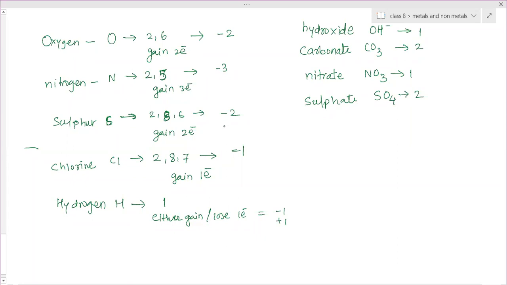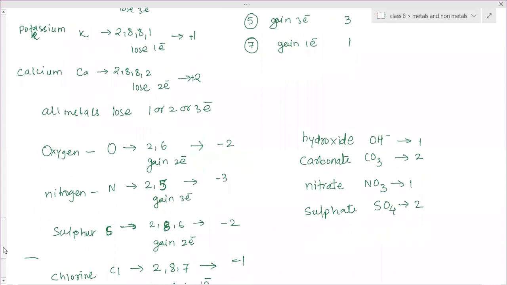Another thing you need to know is iron. Iron shows 2 valencies. It's a metal, but it will show 2 valencies. Fe is iron. It will show 2 and also 3. Sometimes it will lose 2 electrons and sometimes it will lose 3 electrons. So there is a variable valency of 2 or 3. Copper, Cu is the symbol. It also has 2 valencies, 1 and 2. Zinc, Zn, valency is 2. So you need to know the valencies of all these elements.